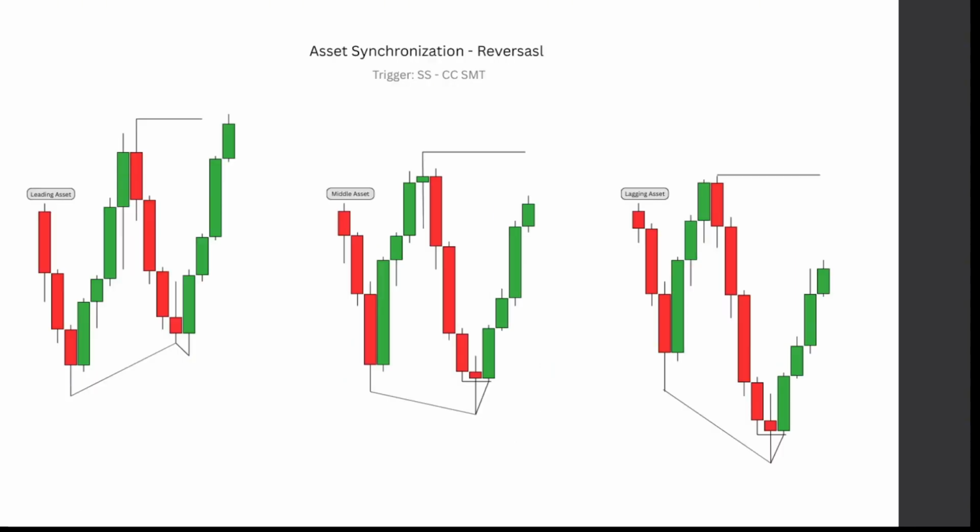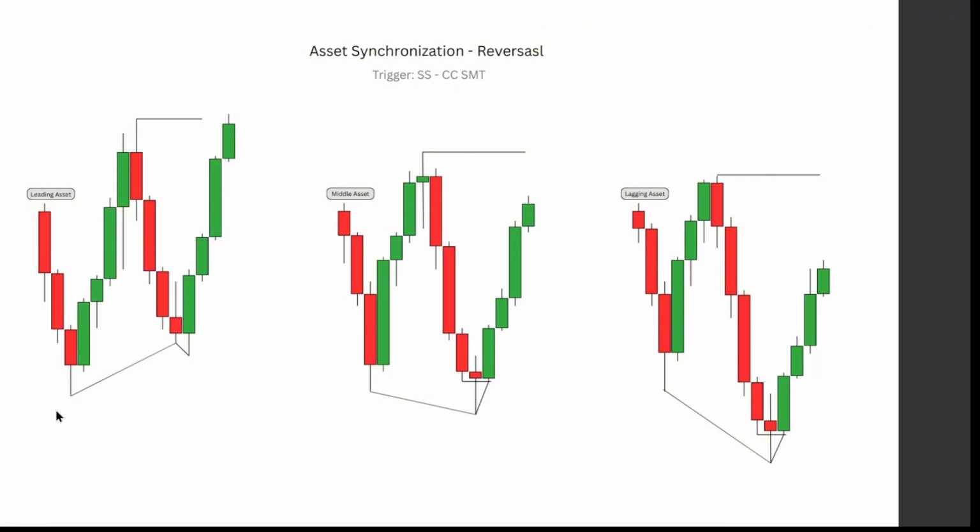So now we are talking about asset synchronization, right? Asset synchronization is when we study the assets in the triad that we are trading and the signatures they give, indicating strength and weakness, and also helping us understand whether an SMT is going to work or not. This is one of those lessons you really need to pay attention to, because it will improve your accuracy with SMT. Over here, you can see we have three assets and they give an SMT.